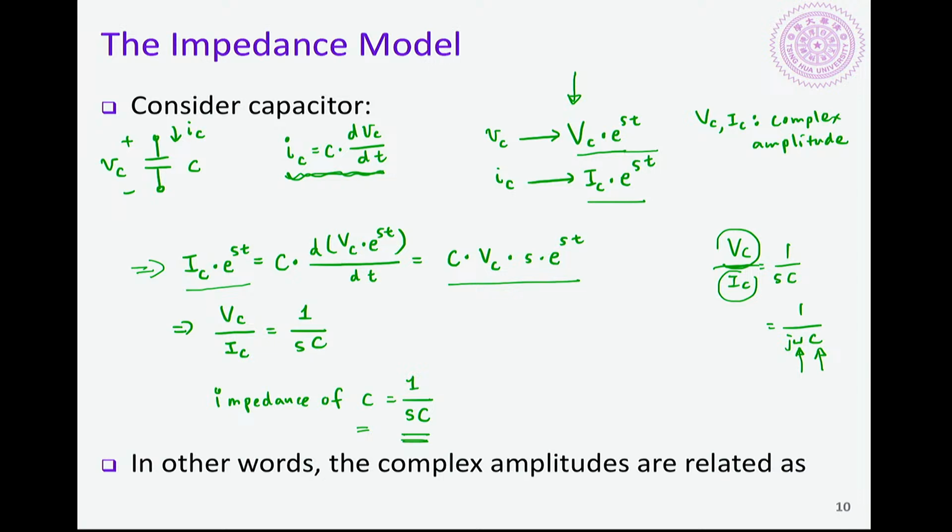Okay, next we consider the capacitor. Okay, so we know that for a capacitor, it follows the relationship that IC equal to C times dVC dt.